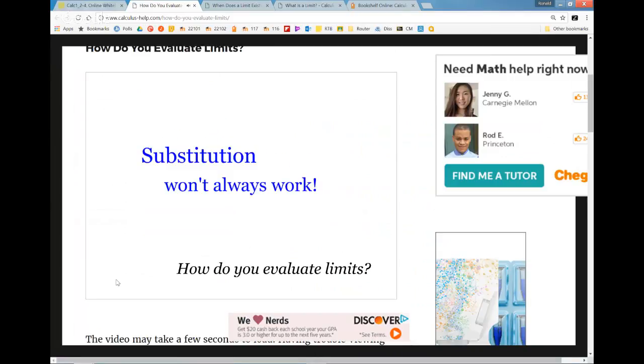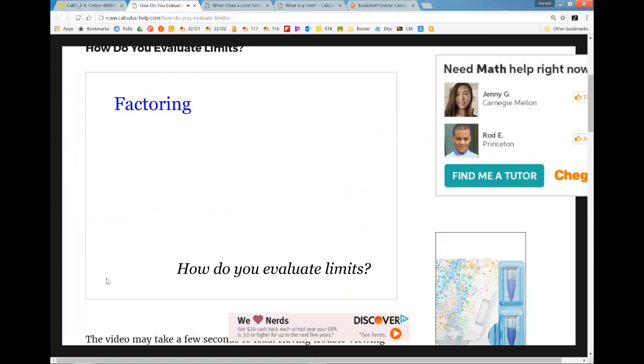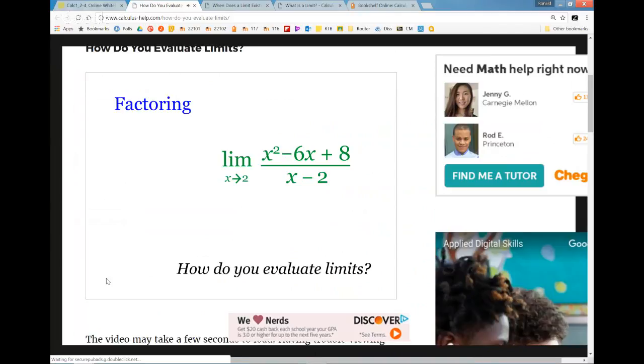Unfortunately, not all limits are this easy. You've already seen one for which that's the case. Remember that function that we were dealing with in the first section of this chapter? In case you don't, here it is again. The limit as x approaches 2 of the fraction x squared minus 6x plus 8, all divided by the quantity x minus 2. We looked at this before.